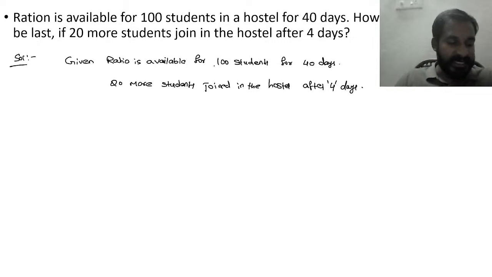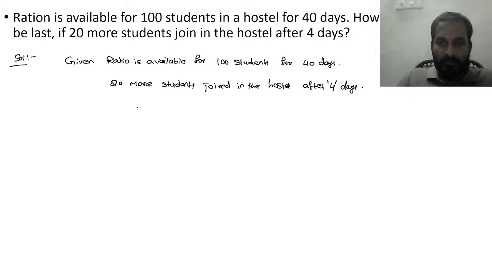Actually, this question is related to ratio and proportion, students. Keeping that in mind, see, if the number of students increases, what happens to the consumption? That means the number of days the ration lasts will decrease, right? Why? Because these two things are inversely related to each other.